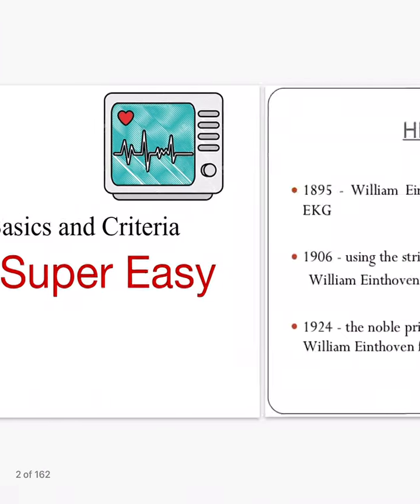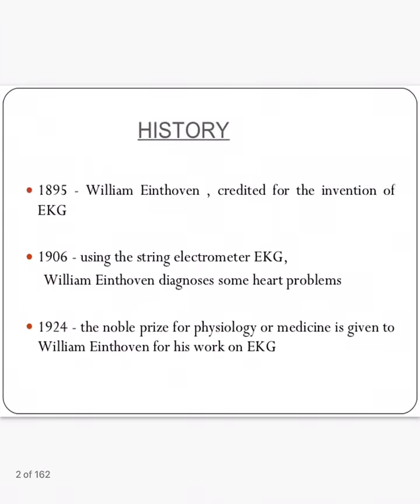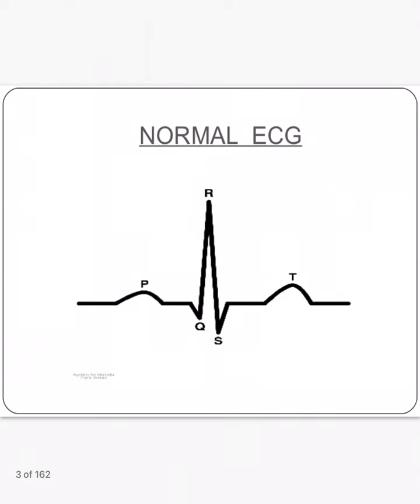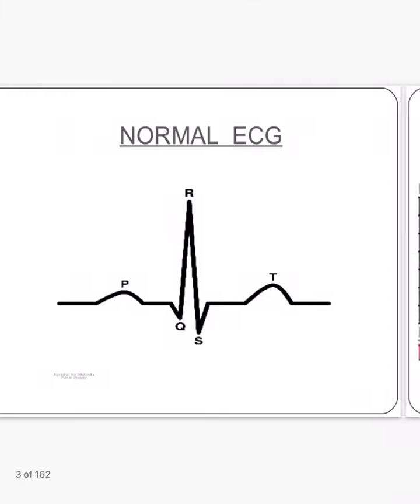Let's get started, guys. When we talk about the ECG, one thing we need to know is that Willem Einthoven got the Nobel Prize for his work. This is important. Now coming to the normal ECG, how does it look? We have a P wave, QRS wave and the T wave. We'll go step by step.